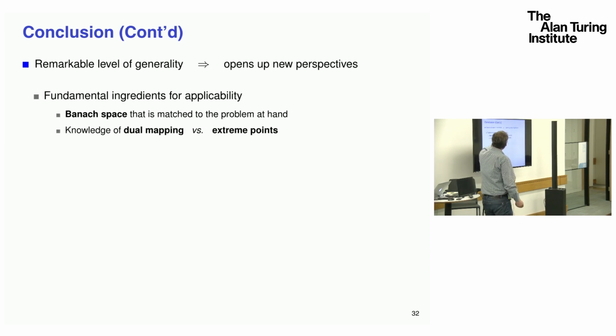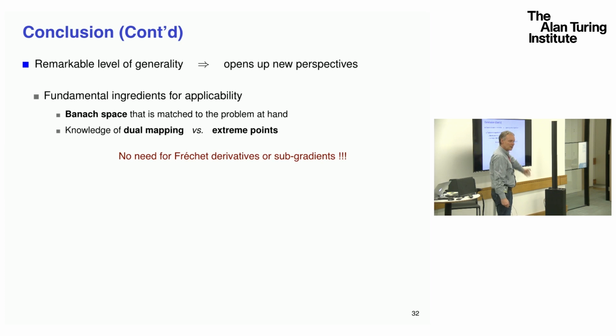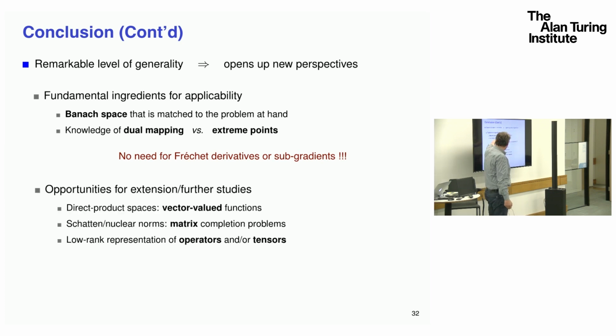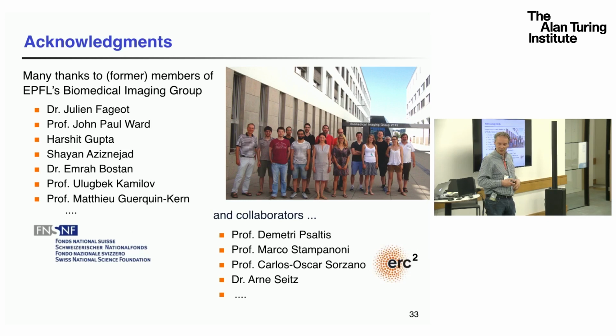Remarkable level of generality opens up perspectives. With Banach spaces, what's interesting is that it changes the problem a little. If you do an optimization, it suggests you better construct the space that matches your problem, because then you get the duality mapping, you get the extreme points, and you don't need to compute Fréchet derivatives or gradients. Everything comes for free. Opportunities for future extension: vector-valued, matrix completion problems, operators and tensors. It's exactly what you had in Justin's talk. All this fits, just because Banach spaces are so general.